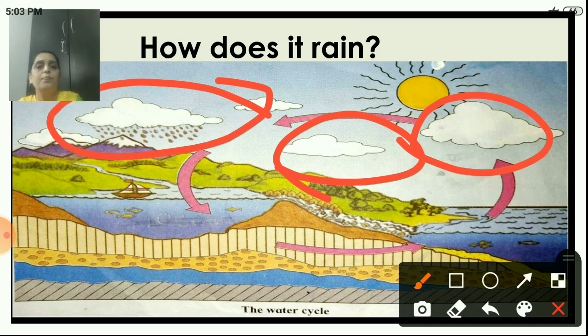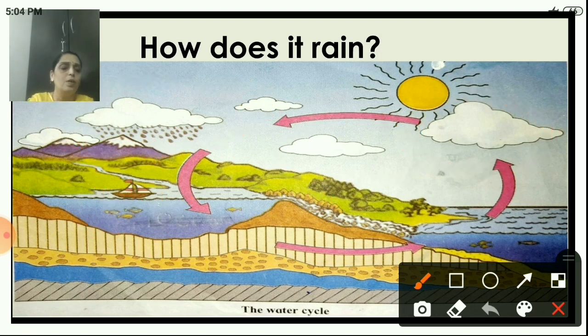Here you can see, which are heavy. They cannot float. Such drops of water fall down on earth in the form of rain. See here. This rainwater flows into rills, then streams, rivers, and finally into the sea.